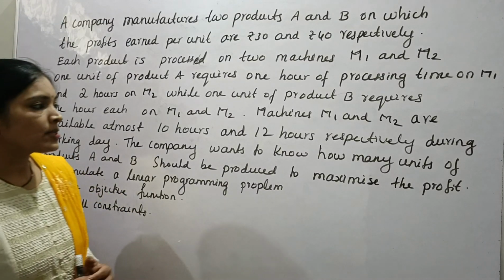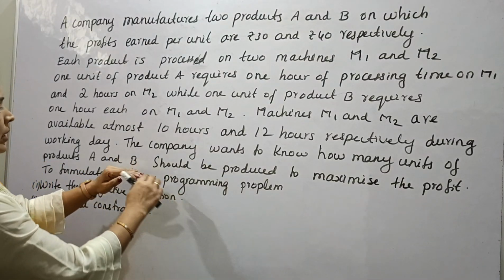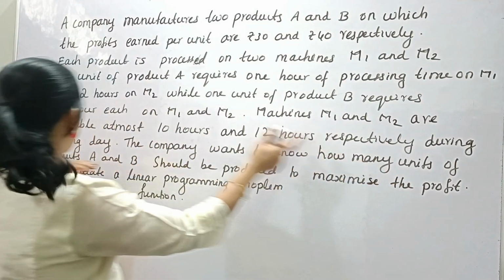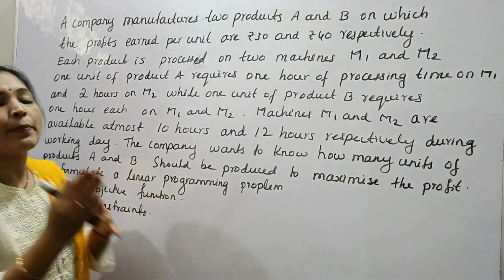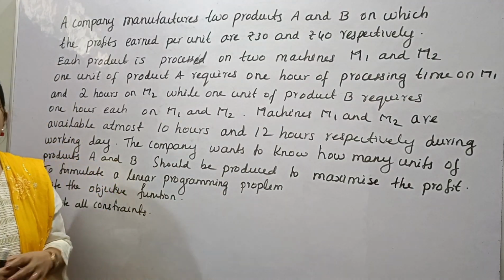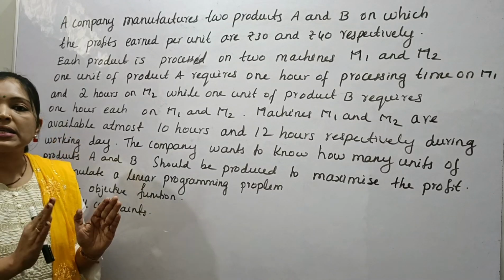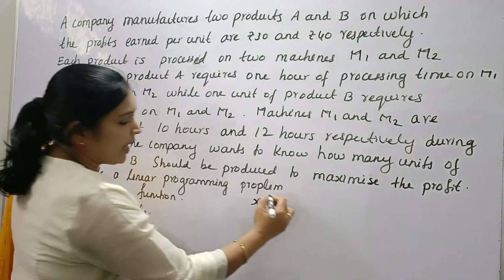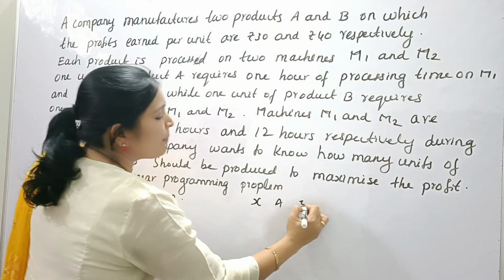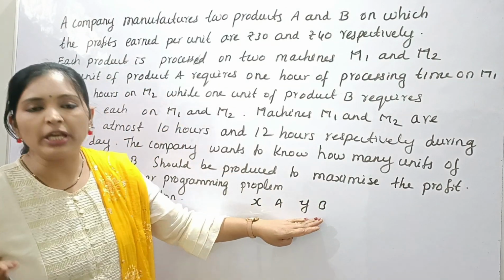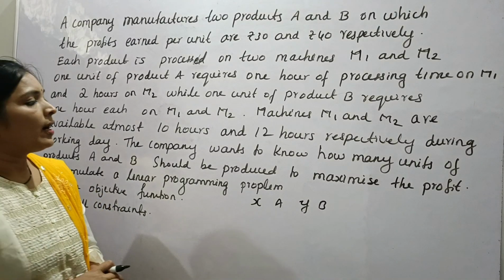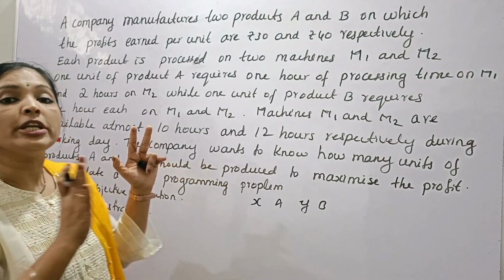Okay, so for that, first of all, we need to find how many units of product A and how many units of product B. So let x be the number of units of product A and y be the number of units of product B produced, and z be the profit. Okay, so first of all, let's consider machine M1.